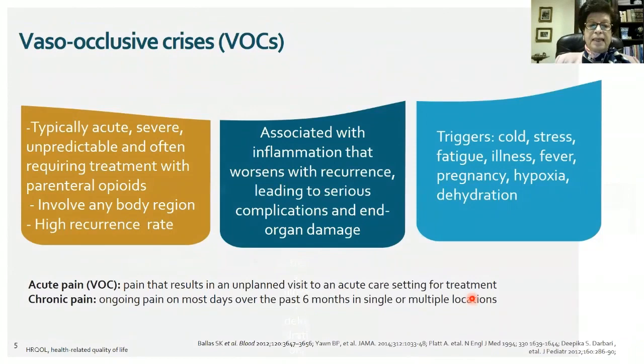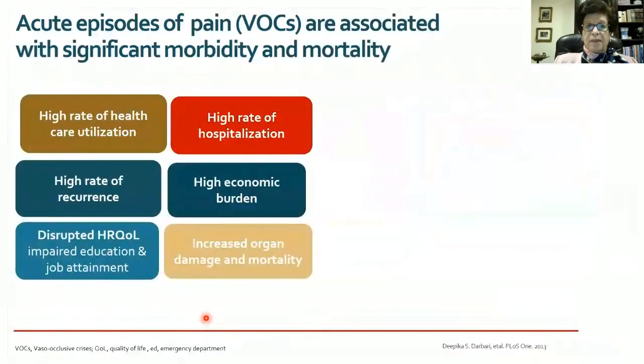So VOCs are typically acute, severe, unpredictable, often requiring treatment with parenteral opioid. They involve any body organ. They associate with inflammation that worsens the recurrence, leading to so many complications and organ damage. Typical triggers are cold, stress, fatigue, illness, fever, pregnancy, hypoxia, dehydration, along with other things. And I'd like to highlight that today I will be talking about acute pain or VOC and not the chronic pain, which means pain that results in an unplanned visit to an acute care setting for treatment.